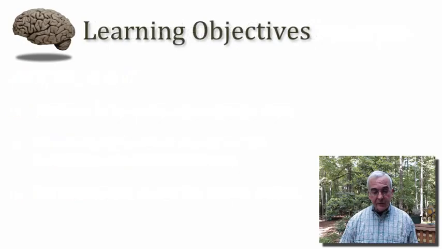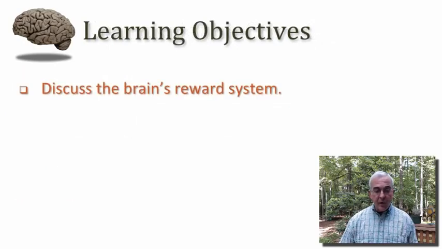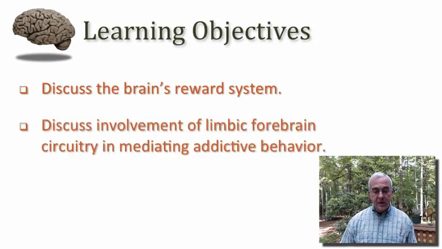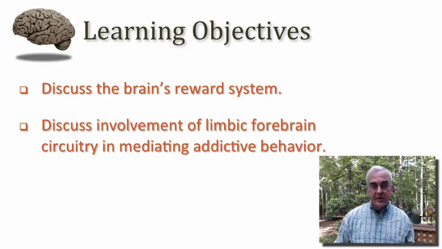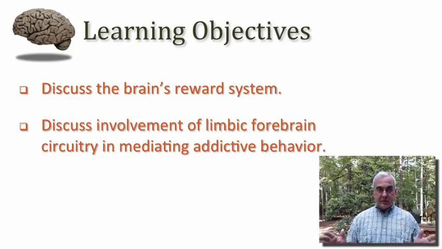So my learning objectives for you in this tutorial are first to be able to discuss the brain's reward system, and next to discuss the involvement of the limbic forebrain in mediating addictive behavior. Now, as we get into this topic, it will be clear that one very important brain system that is germane for understanding addiction is a component of a brain system that we've already spent a fair bit of time wrestling with, and that is the basal ganglia.